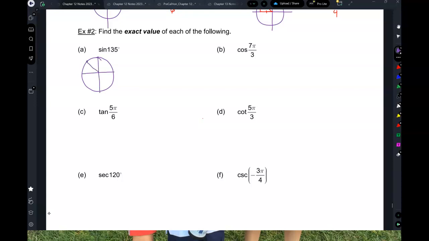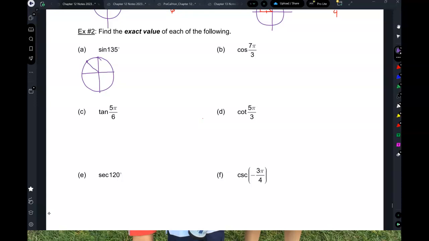135 is right there. Now, we know that that's a 45, 45, 90. How do we know that? Well, it's because we know that the reference angle for it is 45. How do we know that? It's because that's what we learned previously. So we know that the 135 is a 45, 45 triangle.